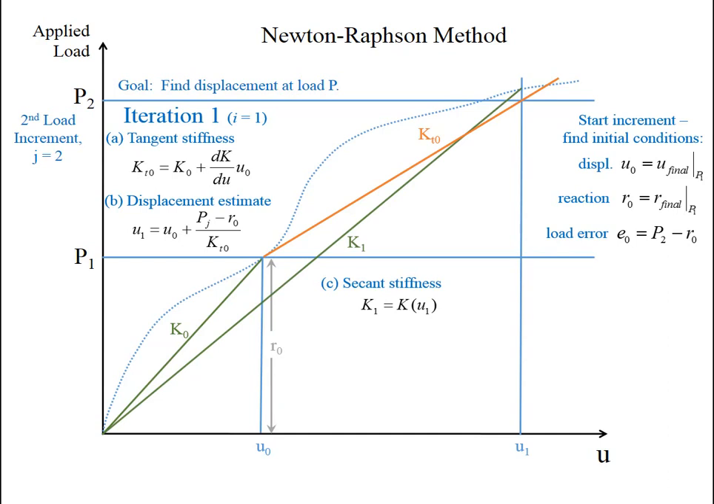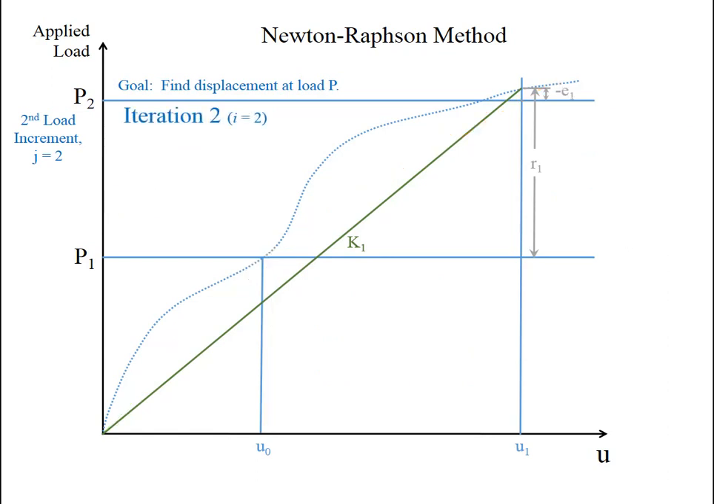We calculate a secant stiffness corresponding to U1. Then we get a structure reaction force. And finally we get a load error. In this case, our load error is going to be a negative number because we overshot. That's okay. The nice thing is this is a self-correcting iteration process.